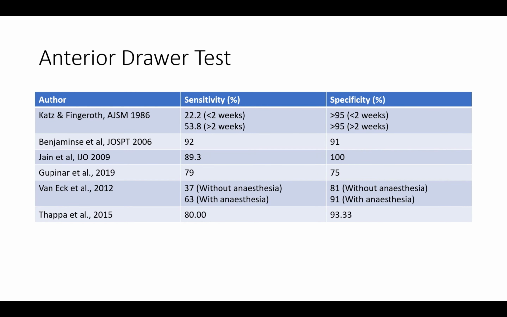Now let's look at this chart. Various studies showed that sensitivity for this test varied from 22% to 92% and specificity ranged from 75 to 100%. Similar to Lachman test, Katz and Fingeroff found that the ADT is more sensitive when performed after 2 weeks post-injury, but the specificity remained high in both groups. Sensitivity and specificity were also found to be higher when done under anesthesia compared to without anesthesia.